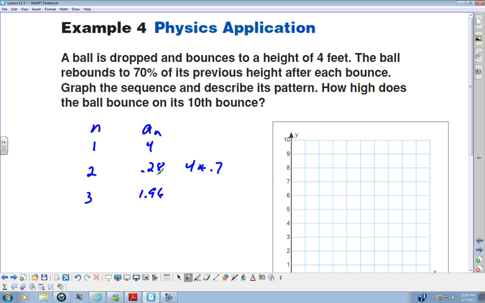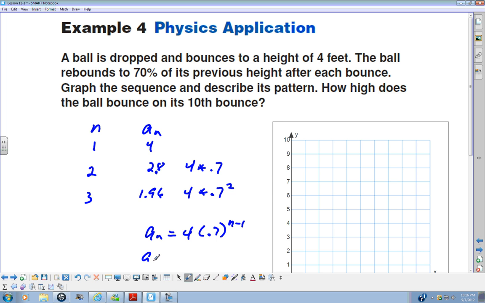And that would be, oops, this should be 2.8, not 0.28. And then we have 1.96, and that would be 4 times 0.7 squared. How many times did we multiply 0.7 that time? Then we multiplied it by 0.7 squared. So our rule here is going to be that a sub n would equal 4 times 0.7 raised to the power of n minus 1.